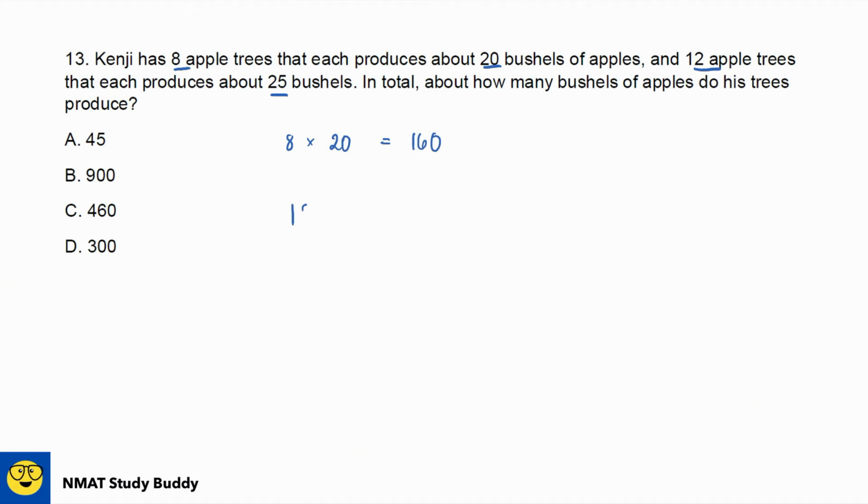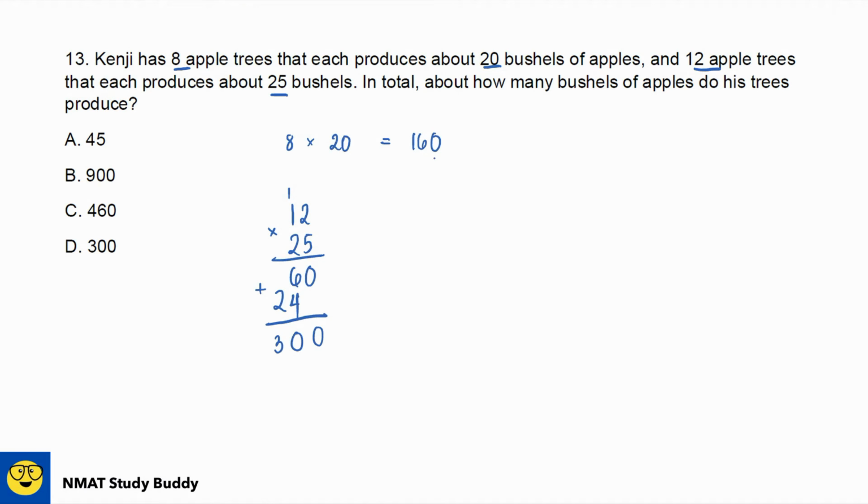And then, 12 times 25. So, 5 times 2 is 10. Then, 5 times 1 plus 1 is 6. 2 times 2, 4. 2 times 1 is 2. So, yung sagot natin is 300 bushels para dun sa 12 apple trees.